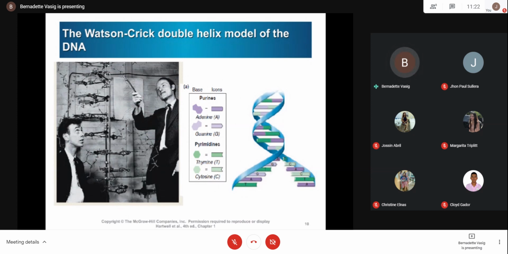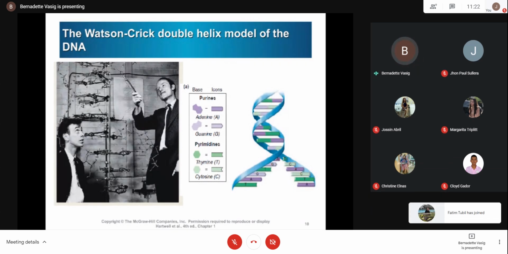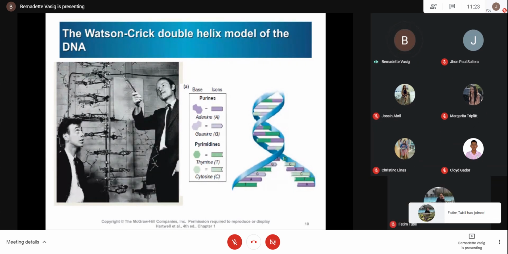And then these nitrogenous bases are one of the components of nucleotides, which serve as the building block for DNA. Together with the phosphate group and deoxyribose, they form a nucleotide, which serves as the building block of the DNA molecule. These nitrogenous bases are connected to each other, or there is a bond present between these nitrogenous bases. We call this a hydrogen bond.